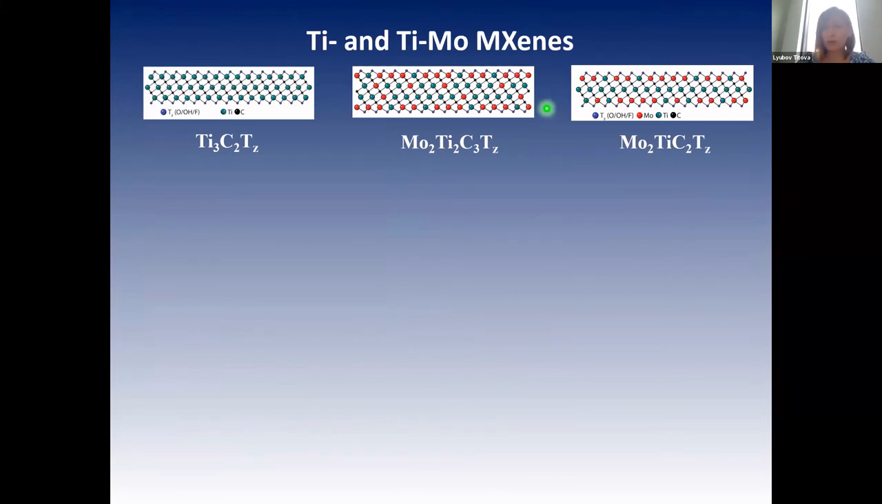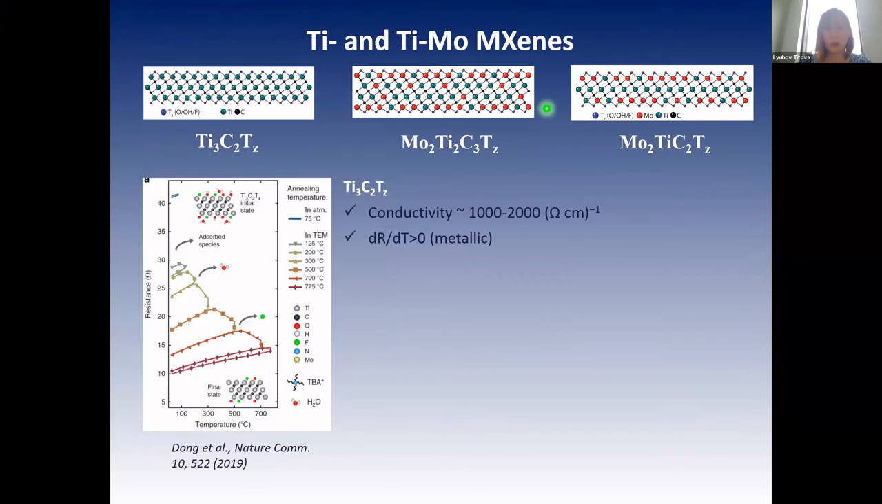And of course, before we go to terahertz properties, let's briefly review what is already known about their conductivity measured by conventional ways. So this is just an example, some of the beautiful data recently published by Don and our collaborators for titanium carbide. And what we know about titanium carbide is that the films can have very high conductivity. They are metallic, based on their temperature dependence, and also by annealing them, you can further improve conductivity by releasing the water molecules as well as some ions that get trapped in between the van der Waals layers.